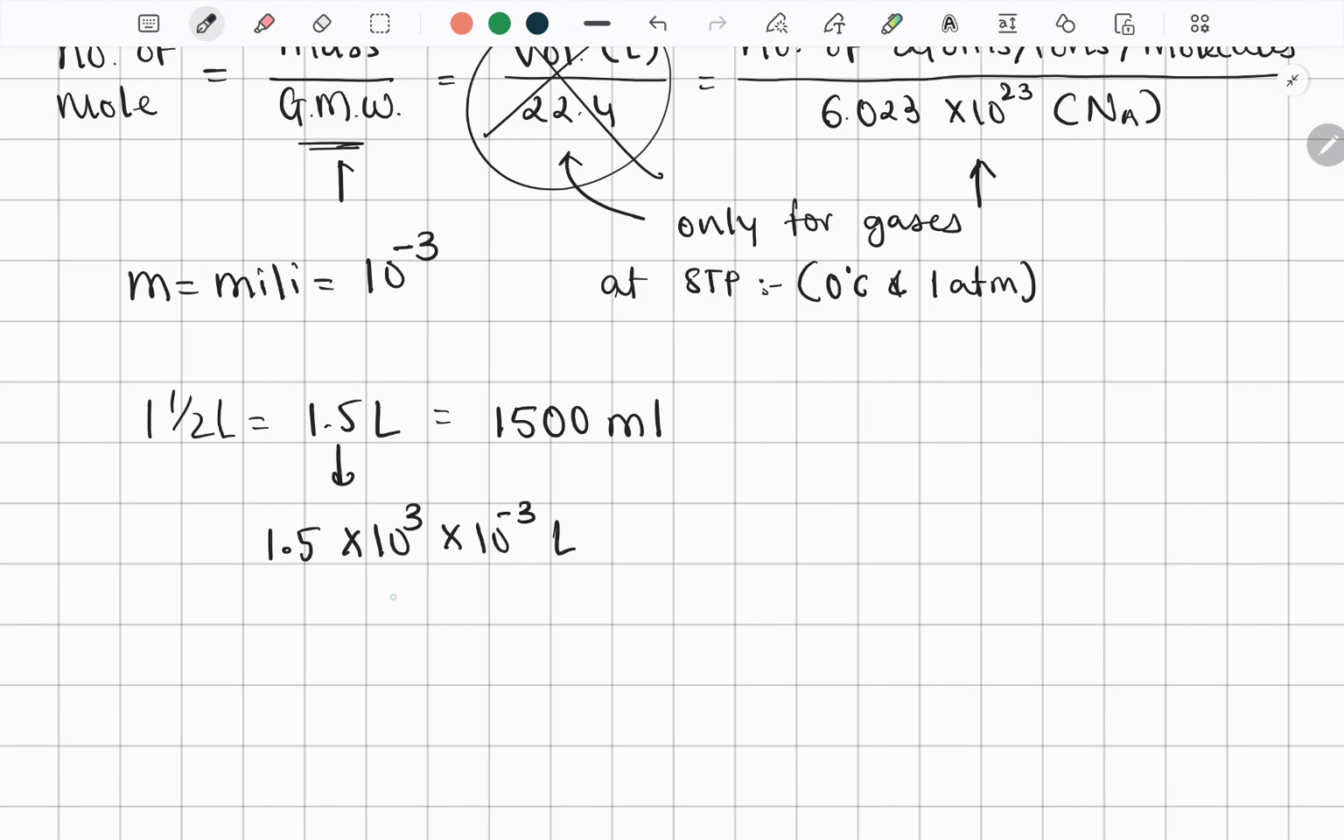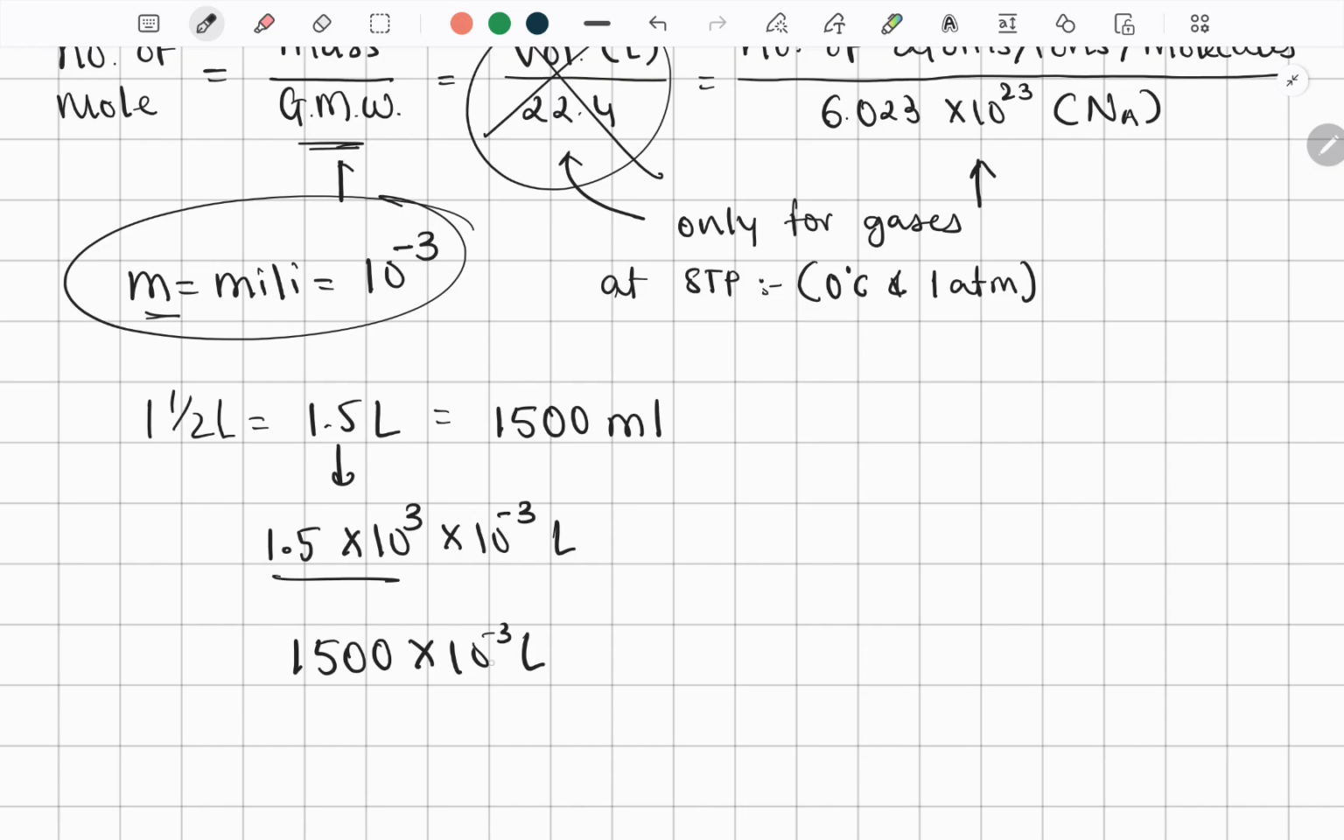Now 10 raised to 3 will get multiplied over here. So 1.5, the decimal moves one, 15, 150 and 1500. That's 1.5000, so the decimal place moves 1, 2 and 3, which is 1500. So this becomes 1500 into 10 raised to minus 3 L. What is 10 raised to minus 3? It is milli. So instead of 10 raised to minus 3, we put ml. So it is 1500 ml.